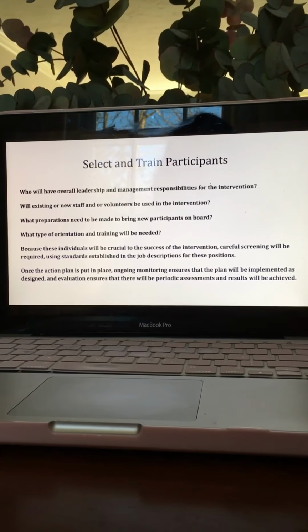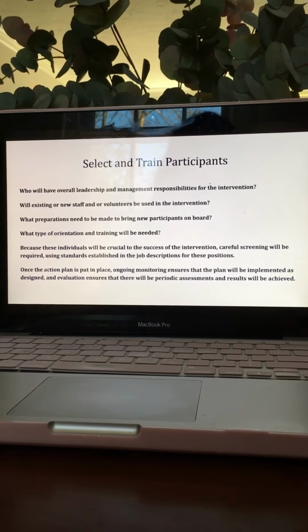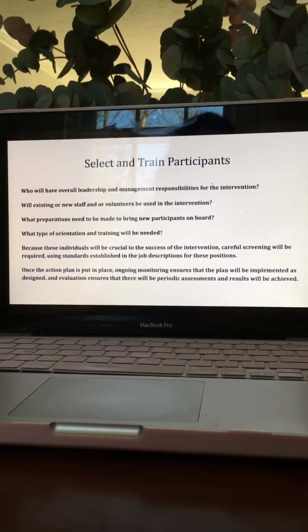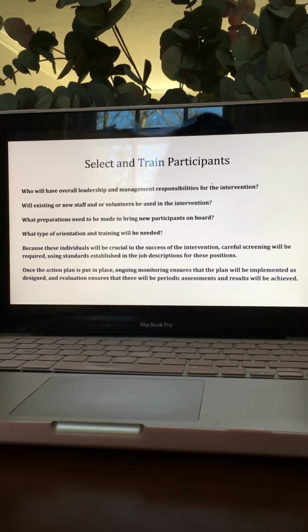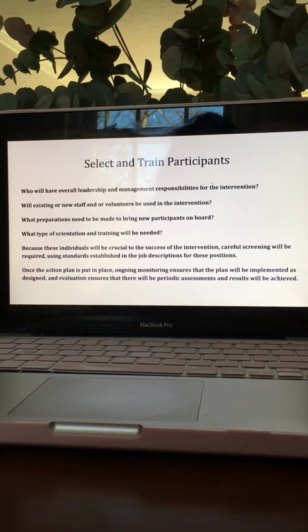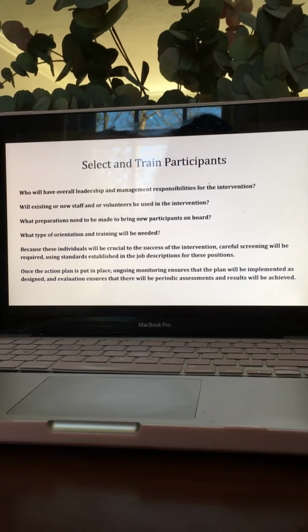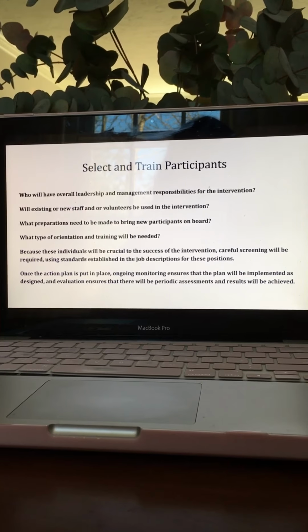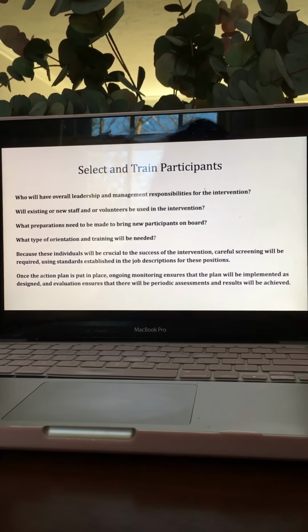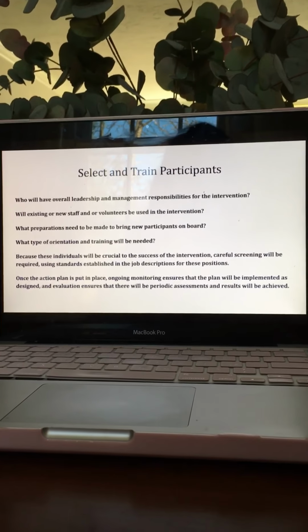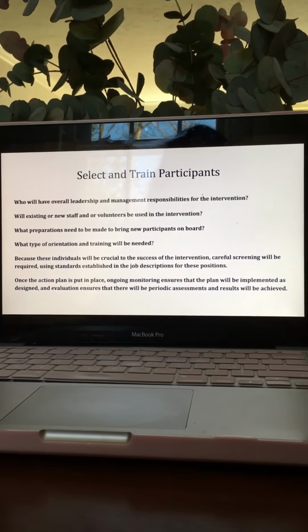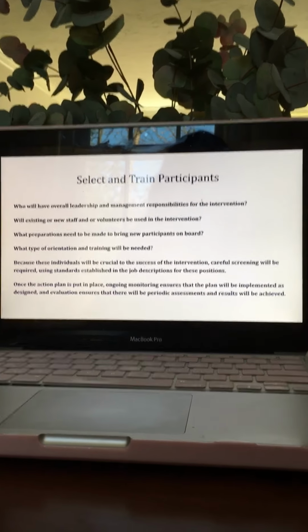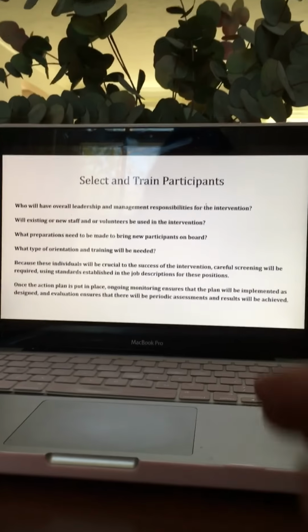Because these individuals will be crucial to the success of the intervention, careful screening will be required using standards established in job descriptions for these positions. So it would just be like if you were applying for any other job. Once the action plan is put in place, ongoing monitoring ensures that the plan will be implemented as designed, and the evaluation ensures that there will be periodic assessments and results will then be achieved.